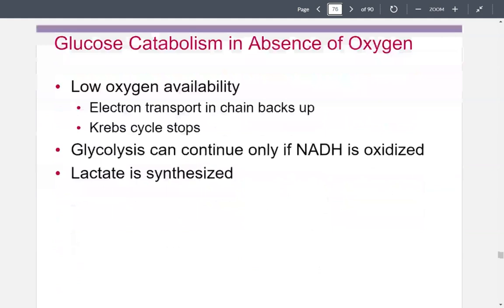All right, what about if we don't have oxygen? Well, then we are going to have low energy, very low energy. So, with low oxygen availability, the electron transport chain is going to back up. Because it backs up, the Krebs cycle is going to stop. Glycolysis will continue as long as we still have NAD+ available. And as a byproduct, instead of getting acetyl-CoA, you will get lactate.